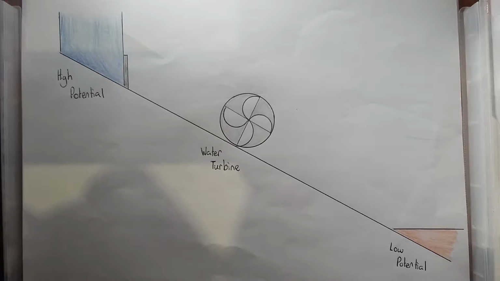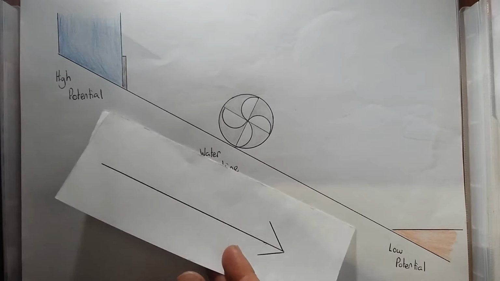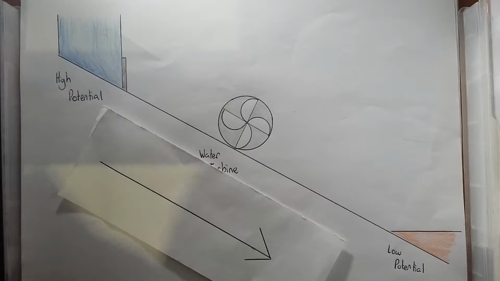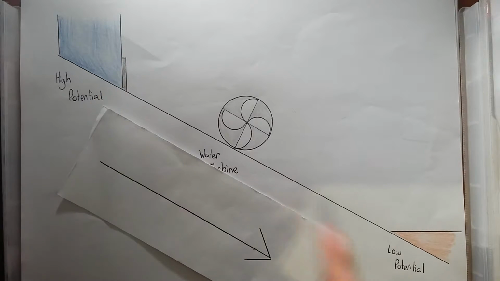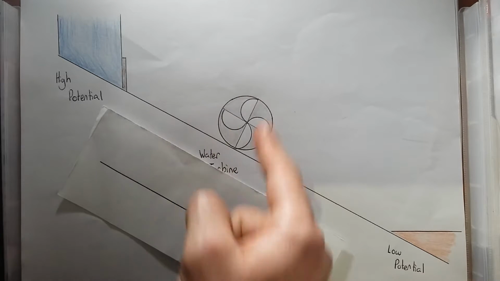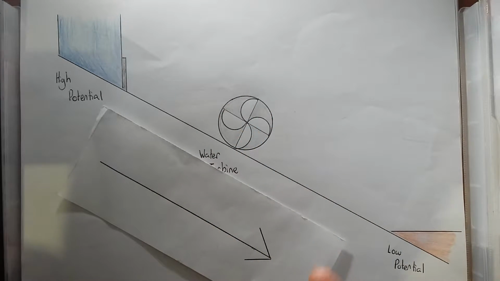As the water transitions from high to low, we can actually utilize it with the use of a water turbine. So as the energy, the water source, flows from high to low potential, the turbine can be rotated and produce electricity.